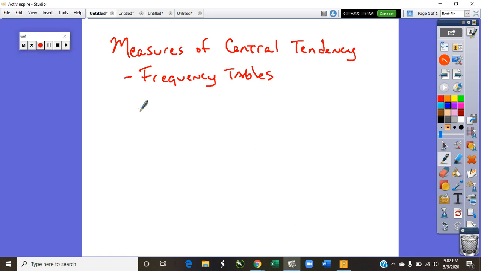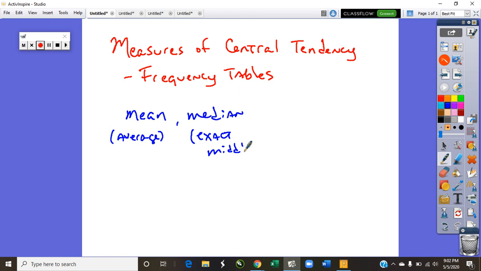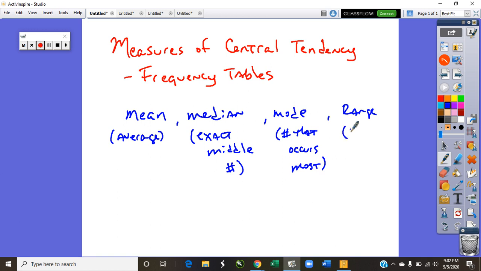and you've done some of this before. That means a mean, which is basically an average, a median, which if you guys remember is the exact middle number, the mode, and what is the mode? The number that occurs most. Lastly is the range. And all the range is the largest number minus the smallest number.